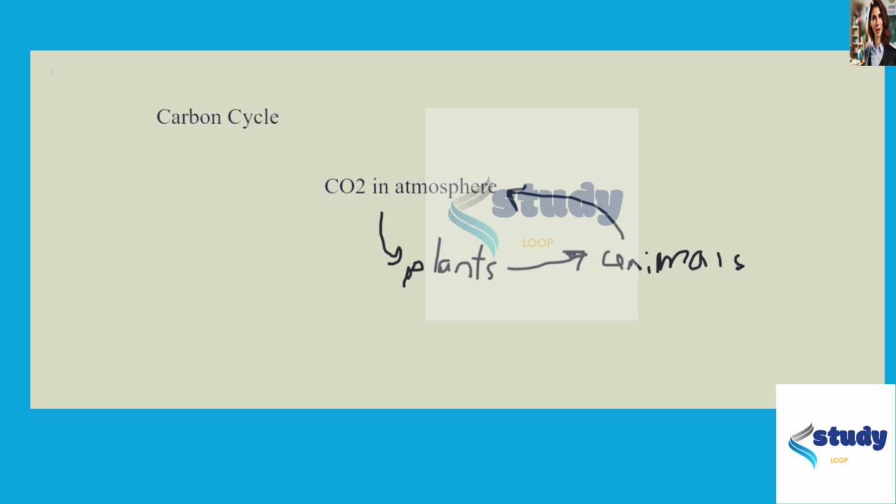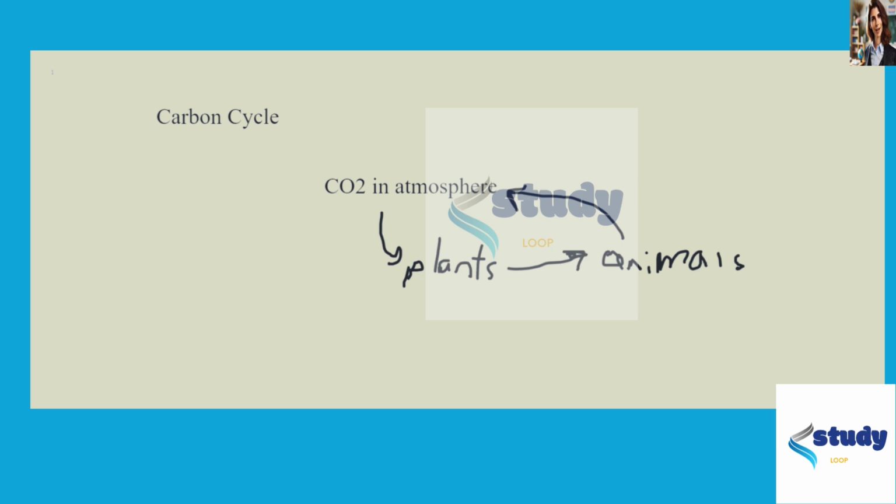Plants take up CO2 from the atmosphere and give off oxygen, and animals use that oxygen to break down the carbon into energy and to release CO2 back into the atmosphere.